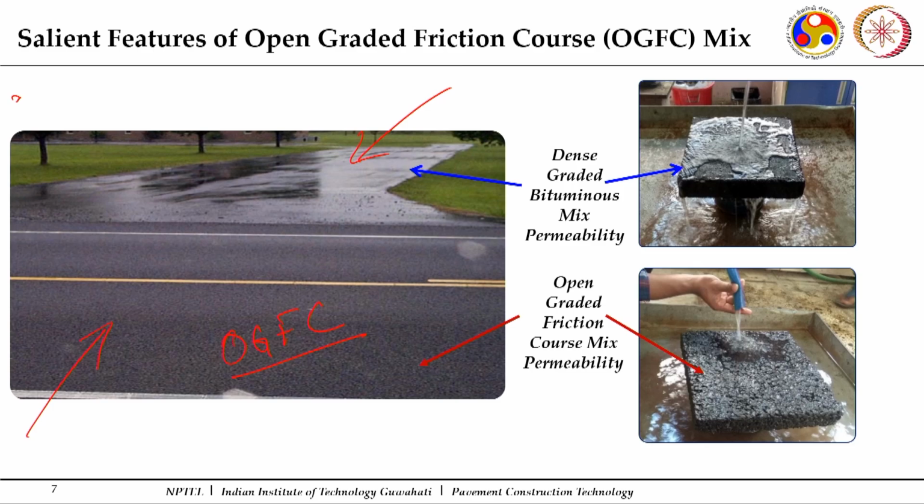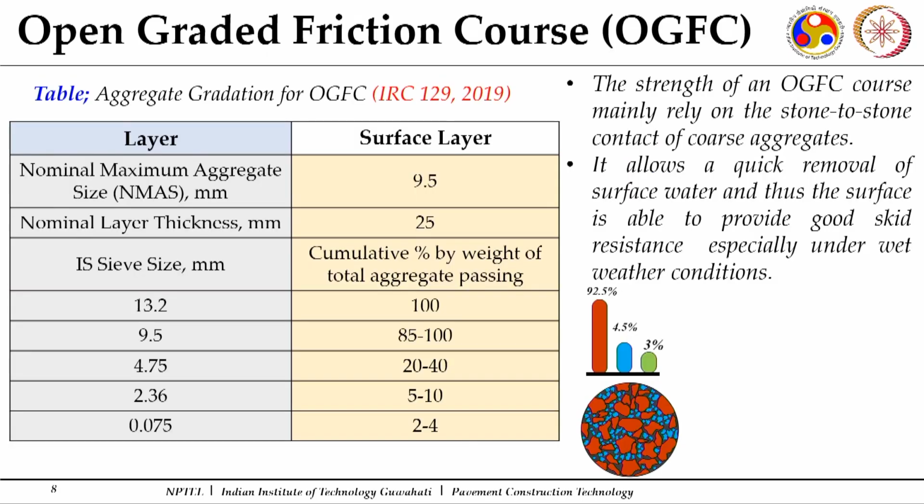So, you will not find any water present on the surface. Similarly, this has been shown by preparing some specimens at the laboratory scale. If water falls over these dense kinds of surfaces, it moves over the surface only, it does not go inside the layer, and if it is an open graded one, it moves within the layer because it is highly permeable.